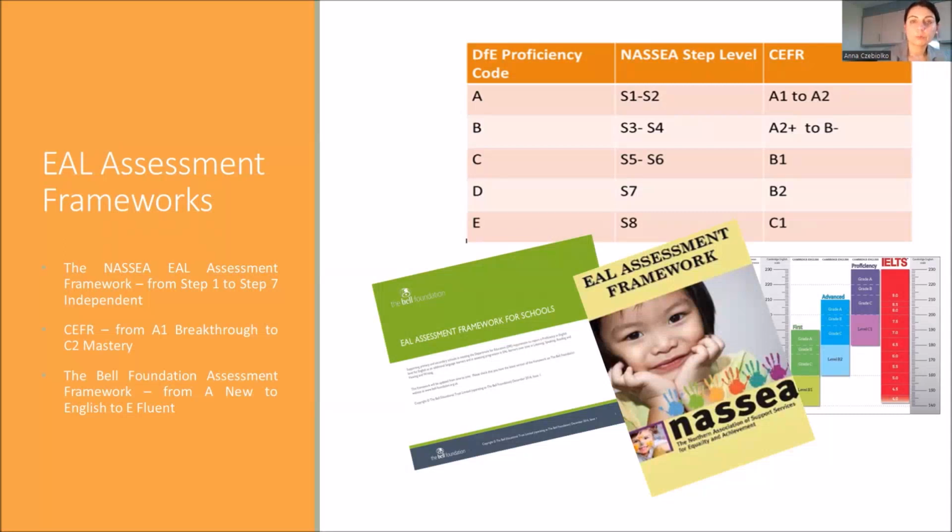The Common European Framework of Reference for Languages, CEFR, is an international standard for describing language ability. It describes the language ability on a 6-point scale. The Bell Foundation Assessment Framework, which will be described in this presentation in detail, operates on a 5-point level scale.